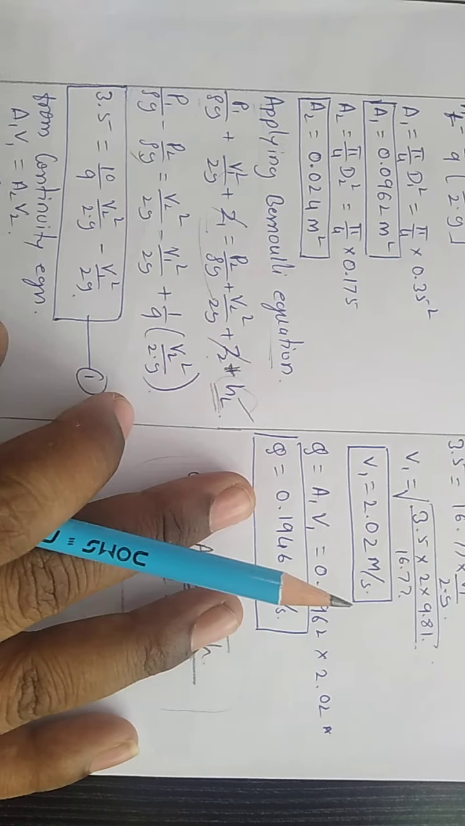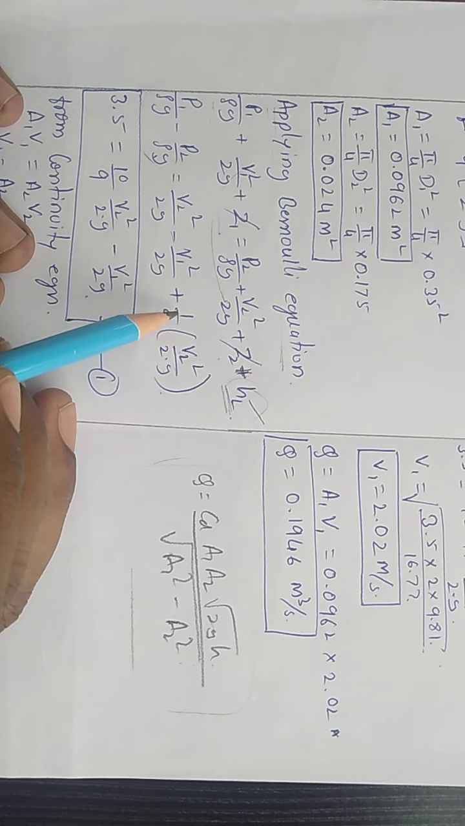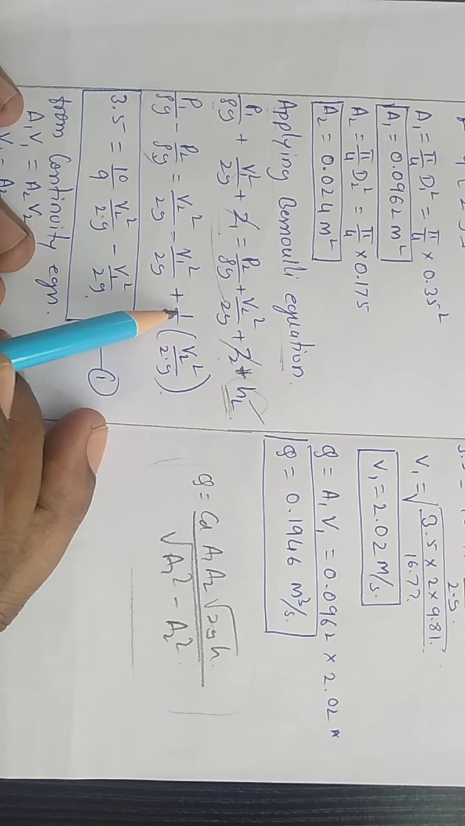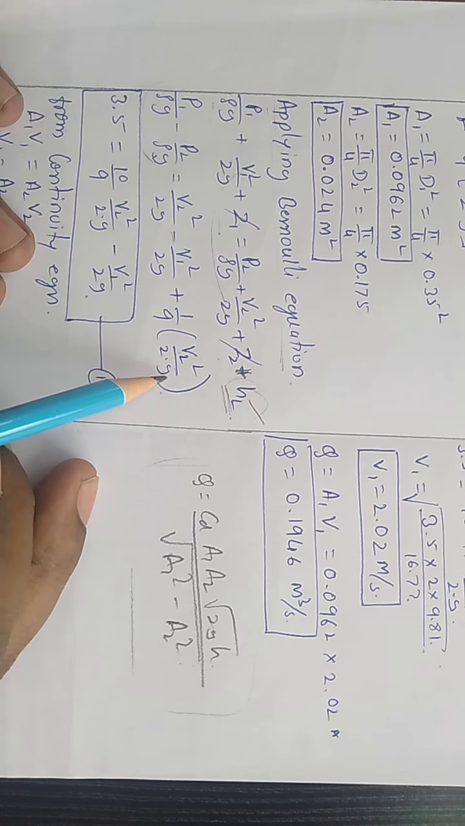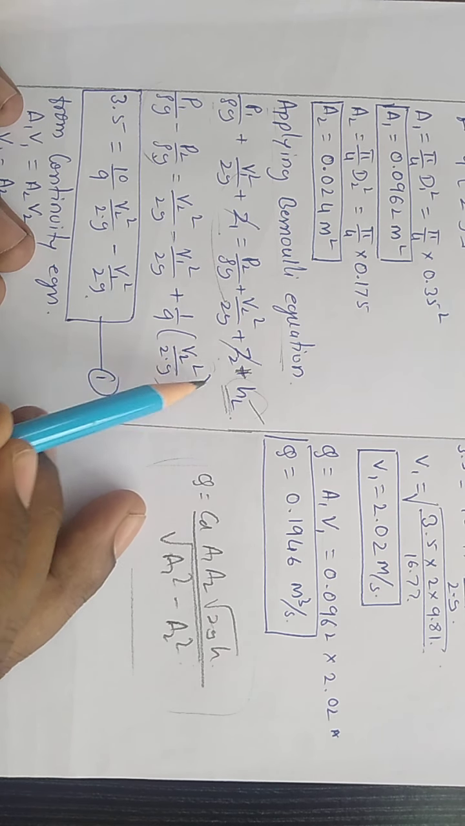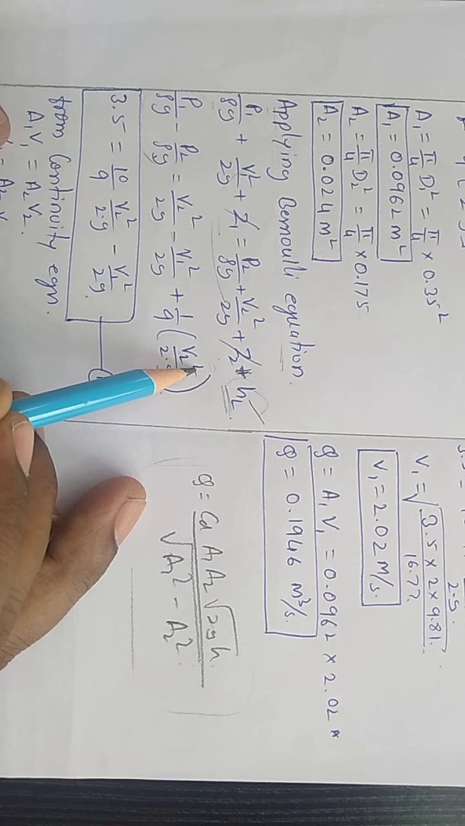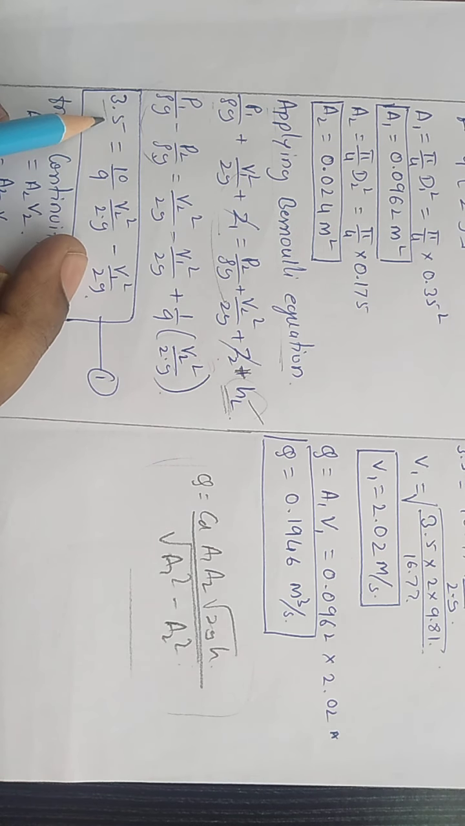head. What is the throat velocity head? It is v2 square by 2g, and the loss is 1/9 of this. So that's why instead of HL I have written 1/9 of v2 square by 2g, which is the velocity head at the throat. Now he has given us the difference of h, 3.5 meters.